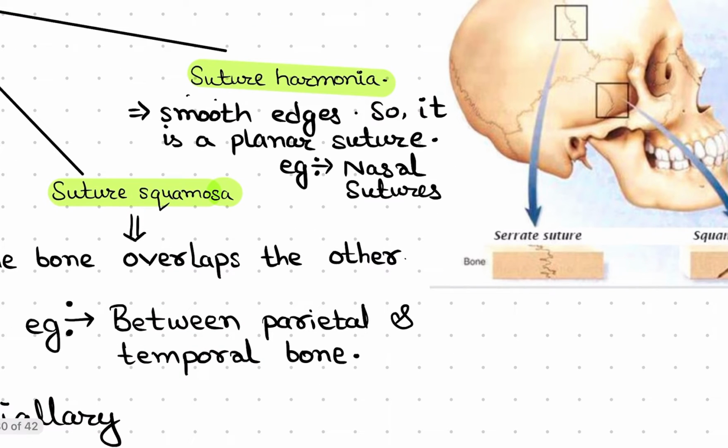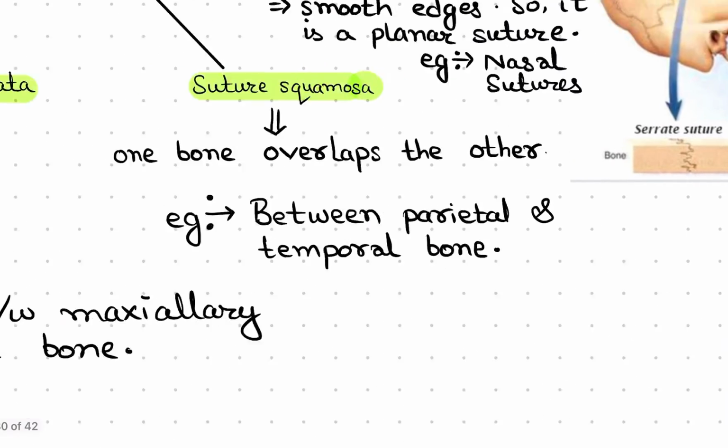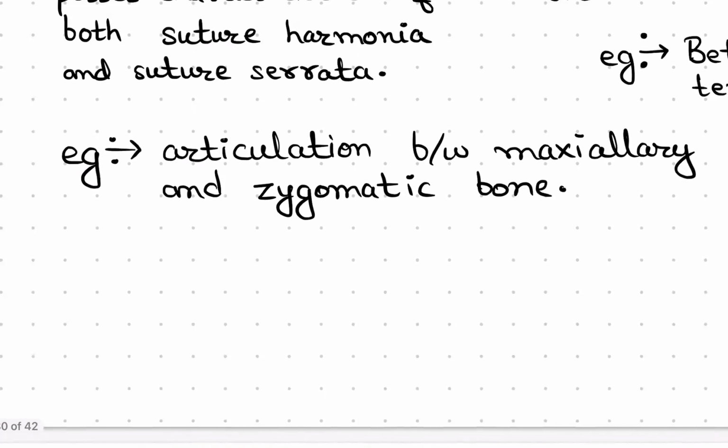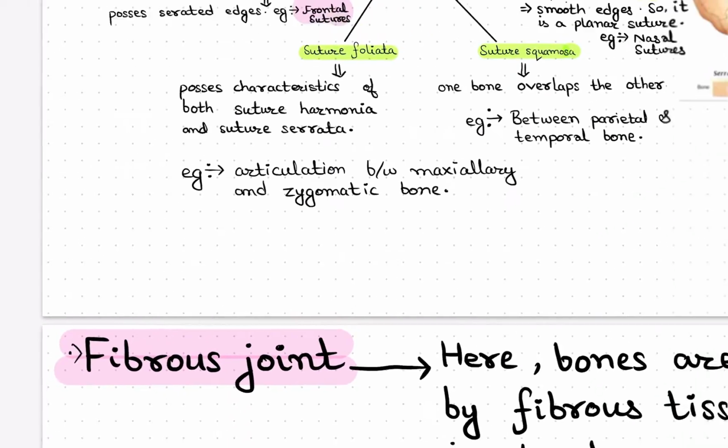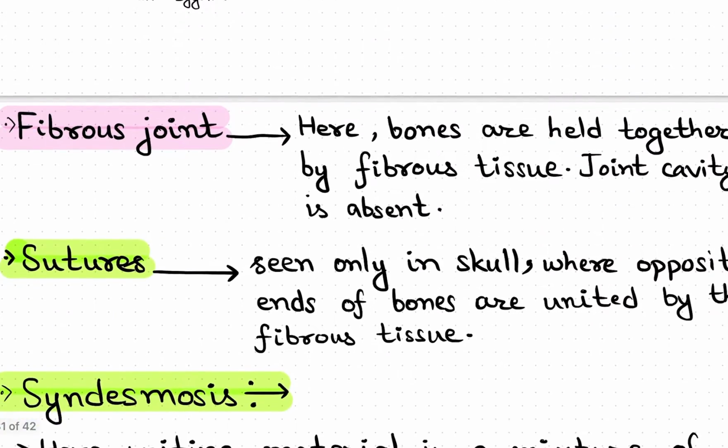So, okay, the maxillary and zygomatic bone, the articulation between these constitutes suture serrata. So this was all about sutures. Now let us come to other definitions.